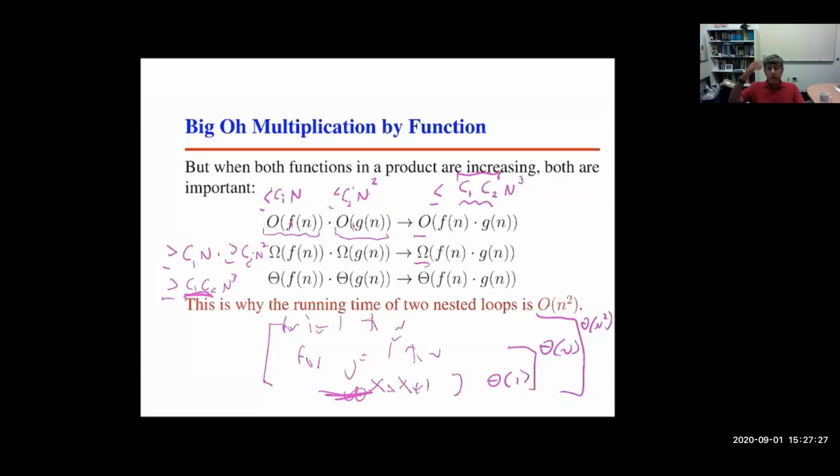Does everybody see that this is kind of why we get nested loops multiplying, okay, when it comes to the big O? Any questions about that? Any questions of any of this? Okay, good.